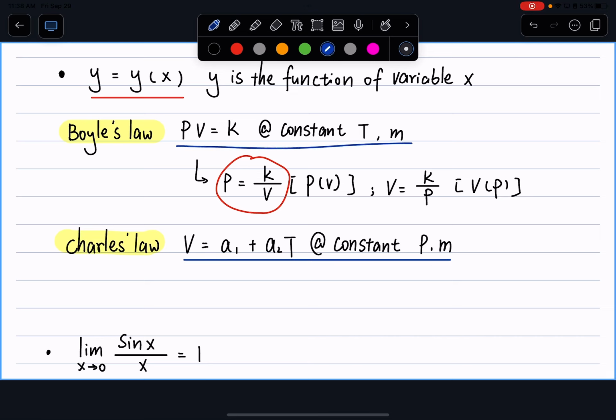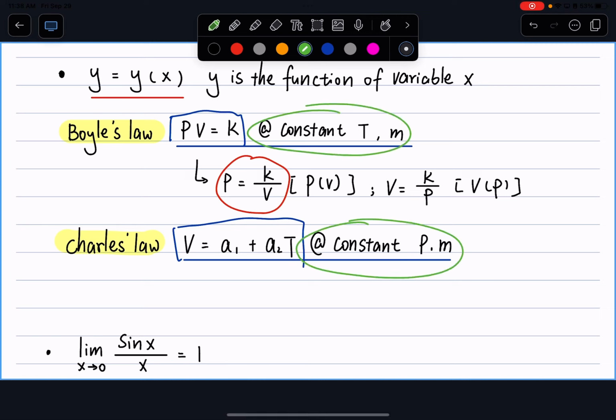I want you to pay attention to both the front side of the equation, which is PV equals K, or V equals A1 plus A2 times T. So that's the front part. The last part is also very important. This part is the specific condition that these equations are applicable.